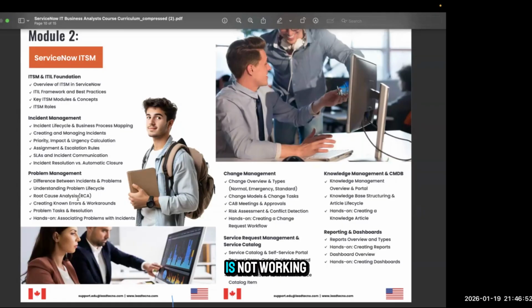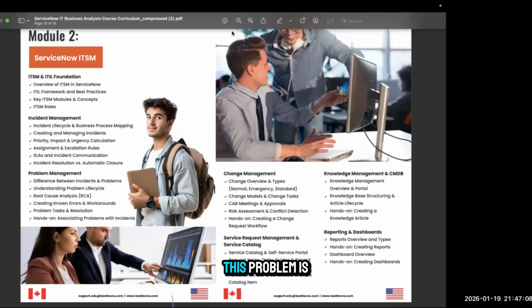If my laptop is not working daily, there must be some root cause, right? We need to do the analysis. We need to understand the error behind it. What are the workarounds? There will be certain tasks I will create to resolve it. So that is all about problem management.